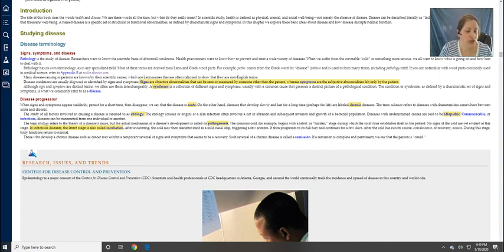Okay. So etiology is like the study of disease, or study of the cause of disease, I'm sorry. Okay. Some diseases, we don't know what caused them. And when we don't know what's caused it, we use the term idiopathic.